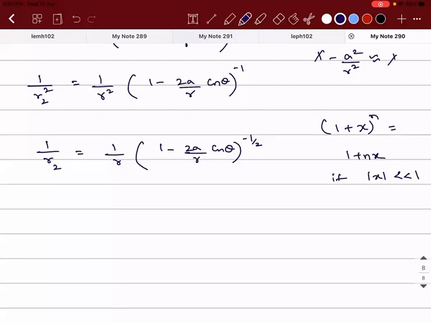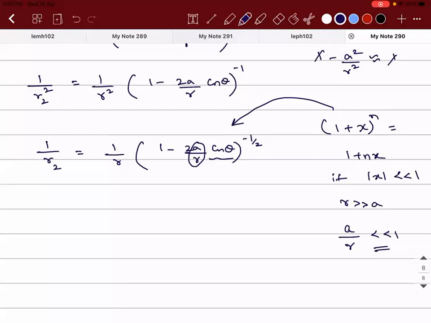Here, observe, what is the range of cos theta? Minus 1 to 1. So it is a fractional value. And I told you in the beginning that R is very much greater than A. Then what can you say about A by R? When R is very much greater than A, if I divide by R on both the sides, A by R is very much less than 1. So this value is very, very small. That is the meaning of very much less than 1. Can I apply this theorem here?